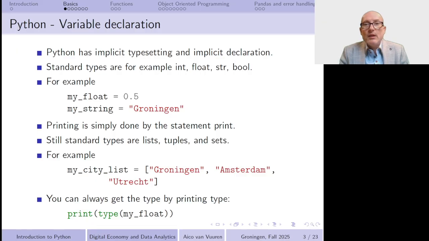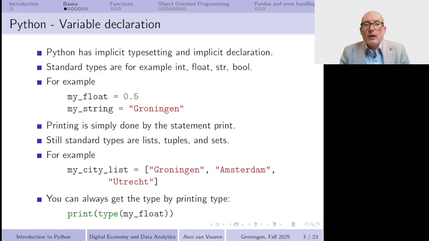That doesn't mean, of course, that Python doesn't have any data types. There are many different data types, and some of the standard data types that we have in Python are integers, usually denoted by int. We have floating numbers, usually denoted by float, and strings, usually denoted by str, and finally we have booleans that can only take values equal to true and false, and these are usually denoted by bool.